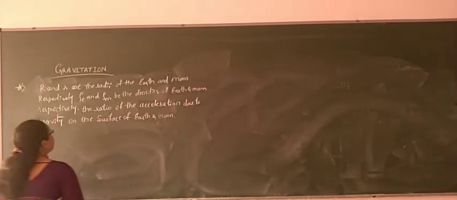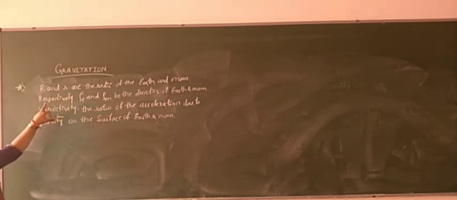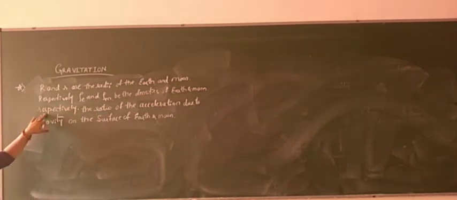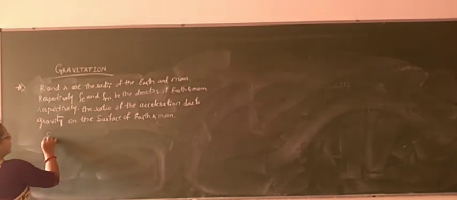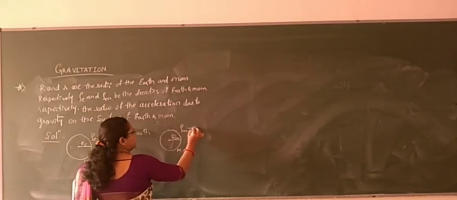On to the next problem here. R and small r are the radii of the earth and the moon respectively. Rho e and rho m are the densities of earth and moon respectively. The ratio of acceleration due to gravity on the surface of the earth and the moon here. So let us move on to the diagram here.